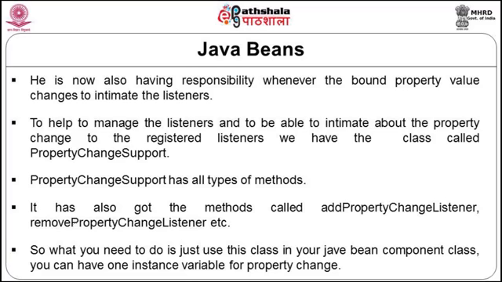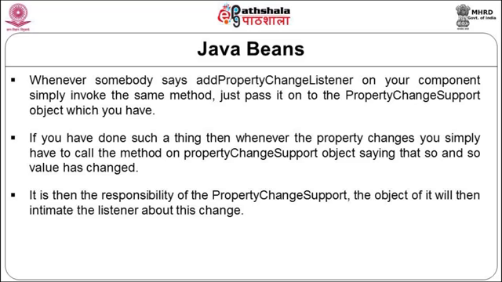The PropertyChangeSupport class has all kinds of methods. It also has the methods add listener and remove listener, with property names. So what you need to do is just use this class in your component class, whichever is your JavaBean component having bound properties. You can have one instance variable for PropertyChangeSupport. Whenever someone calls add property change listener on your component, you simply invoke the same method and pass it on to the PropertyChangeSupport object which you have.